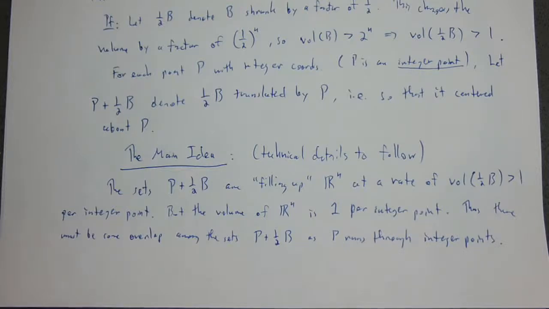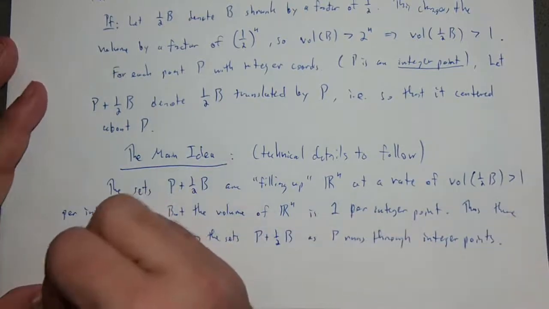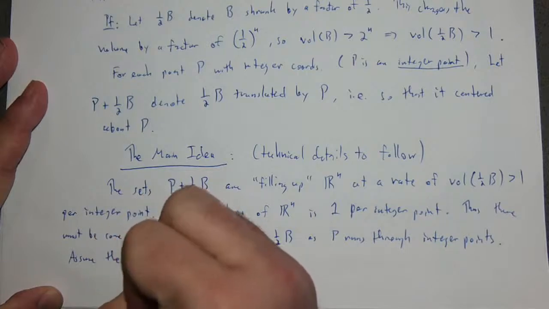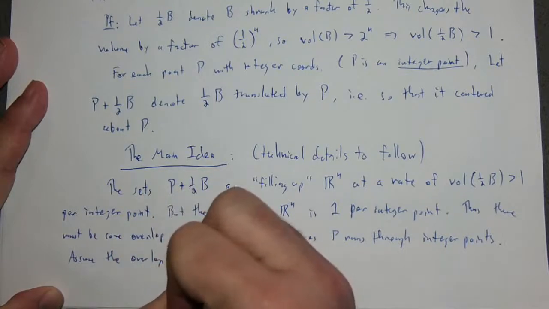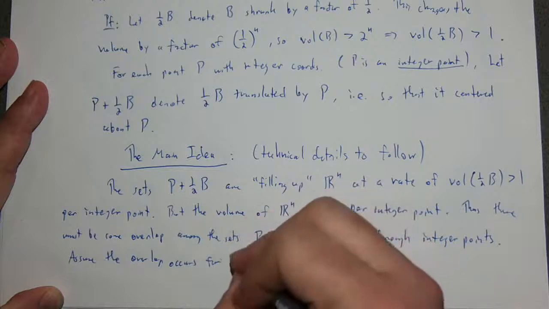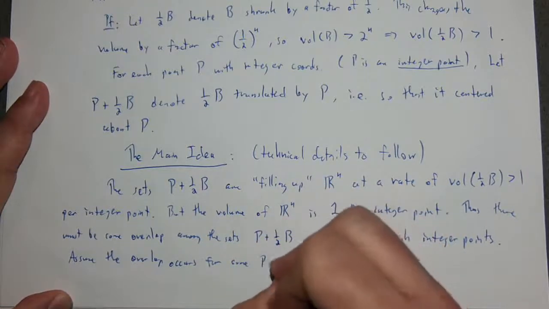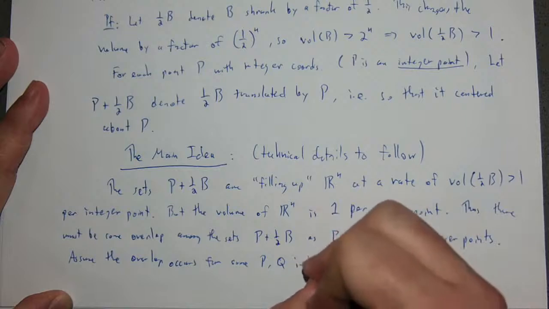So the fact that there's going to be overlap among these sets is going to lead to our non-trivial point that we're looking for. To see how that works, assume the overlap occurs for some p, q integer points.